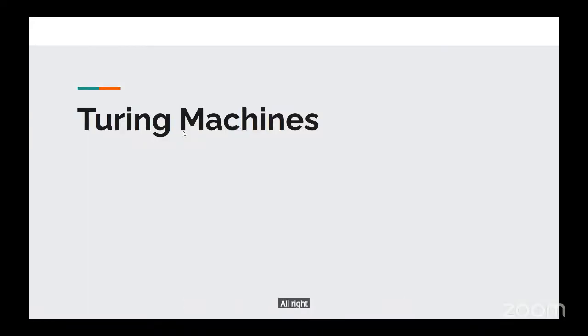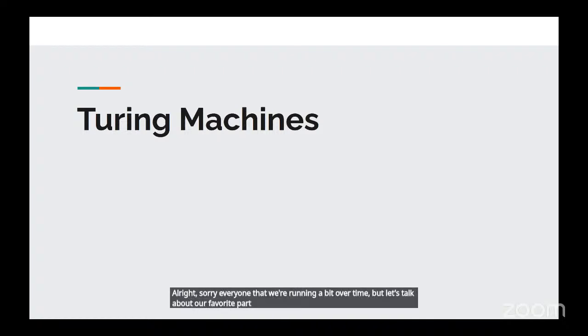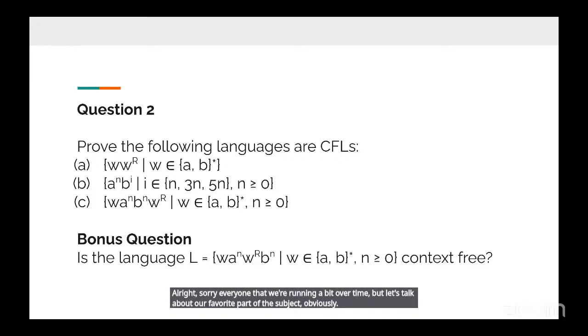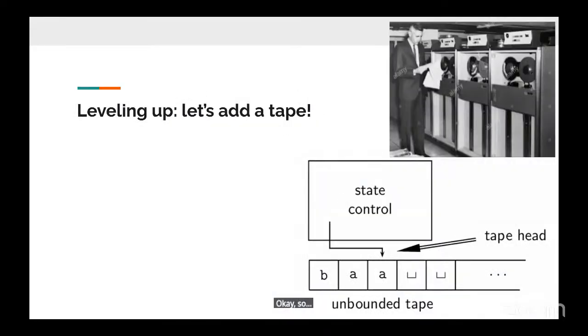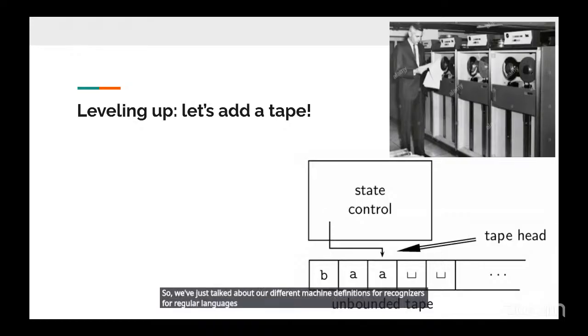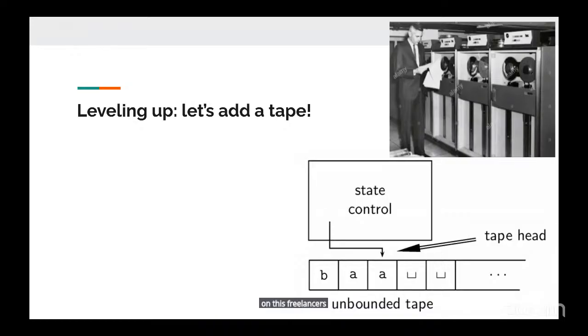All right. Sorry, everyone, that we're running a bit over time, but let's talk about our favorite part of the subject, obviously, the section on streaming. So we've just talked about our different machine definitions for recognizers for regular languages and also context-free languages. And we're moving up a level now by going to the Turing machine.